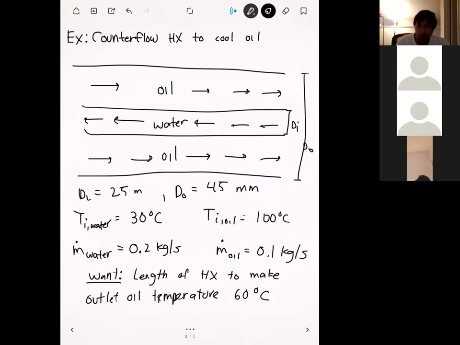Professor, for the diameter, is that 25 meters or 25... Oh, millimeters? Sorry, it should be 25 millimeters. Yes, right. That would be a gigantic heat exchanger, 25 meters.